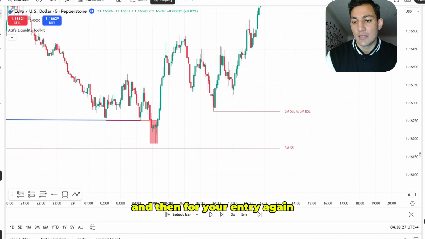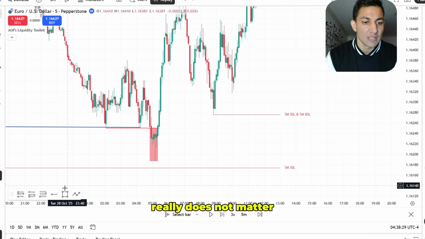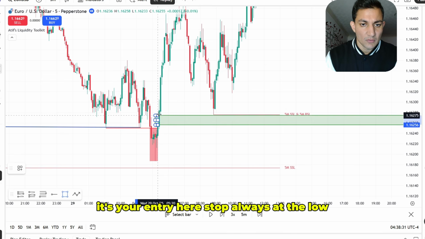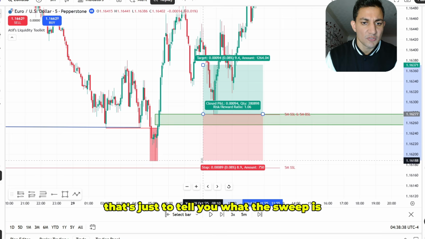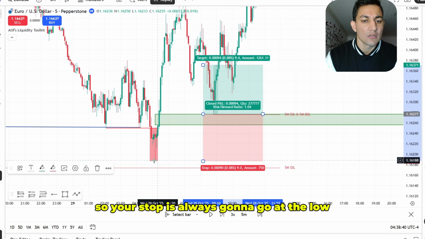And then for your entry, again, you can just enter on this fair value gap here. It really does not matter. It's your entry here. Stop always at the low. So this shaded box here, for those who are wondering, that's just to tell you what the sweep is. So your stop's always going to go at the low.